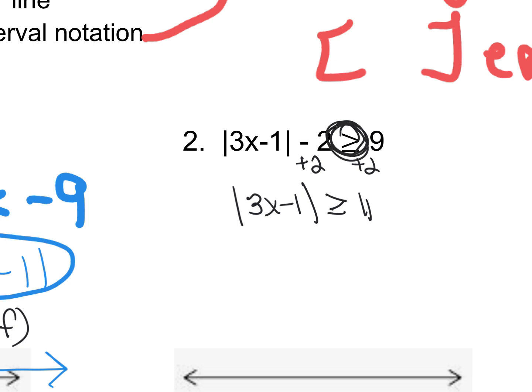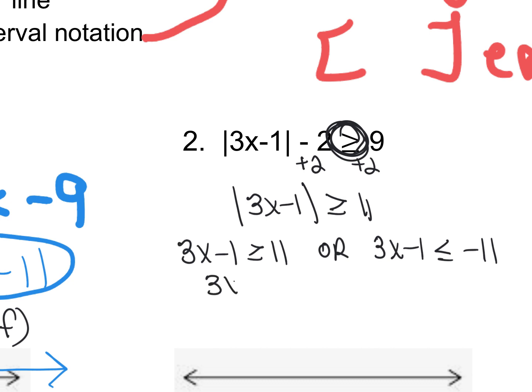Okay, so I'm going to have the exact same thing first. 3x minus 1 is greater than or equal to 11. Or the other one is 3x minus 1, that's the exact same, switch the symbol, switch the sign. And then if we add 1 to both sides on this one, we get 3x is greater than or equal to 12. x is greater than or equal to 4.